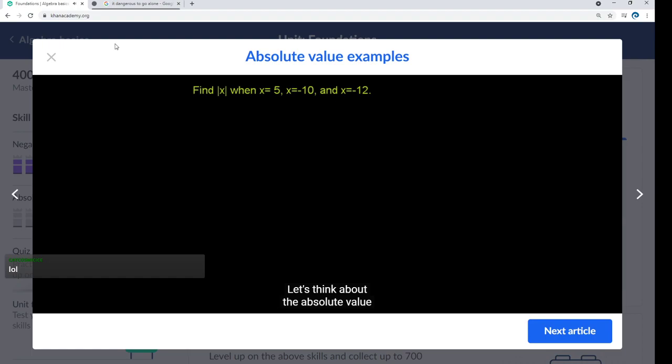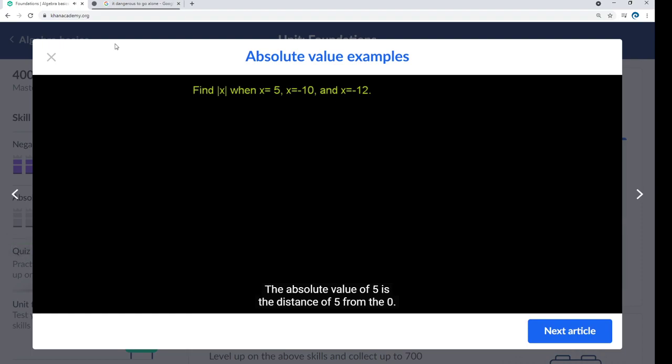Let's think about the absolute value of x when x is equal to 5. So that's equivalent to the absolute value of 5. We just substituted 5 for x. The absolute value of 5 is the distance of 5 from 0. So you go 1, 2, 3, 4, 5. 5 is exactly 5 to the right of 0. That's how that works. So the absolute value of 5 is just 5.